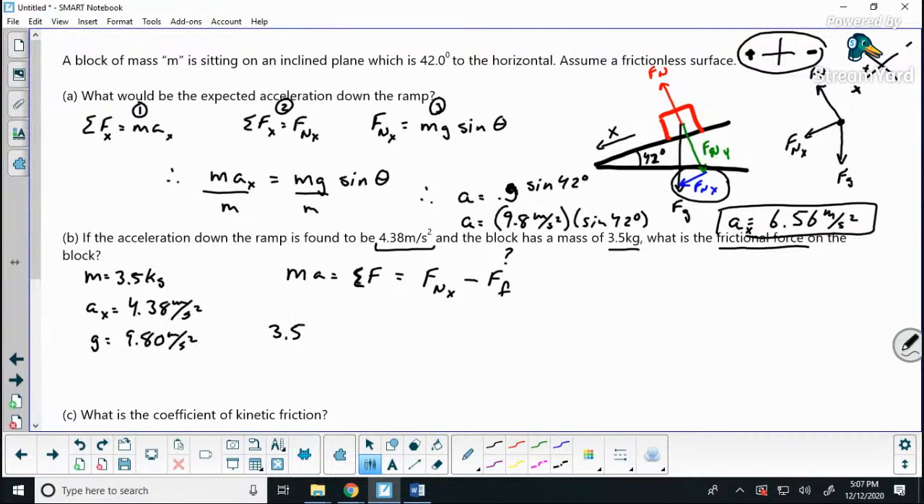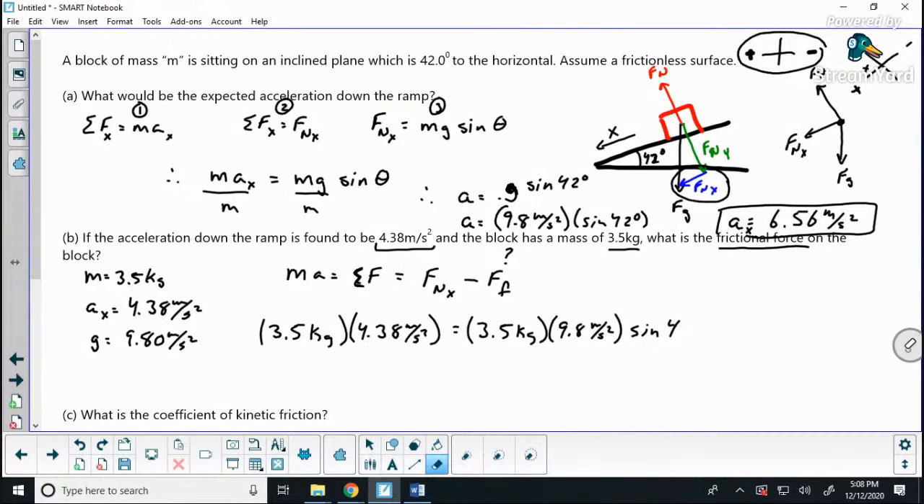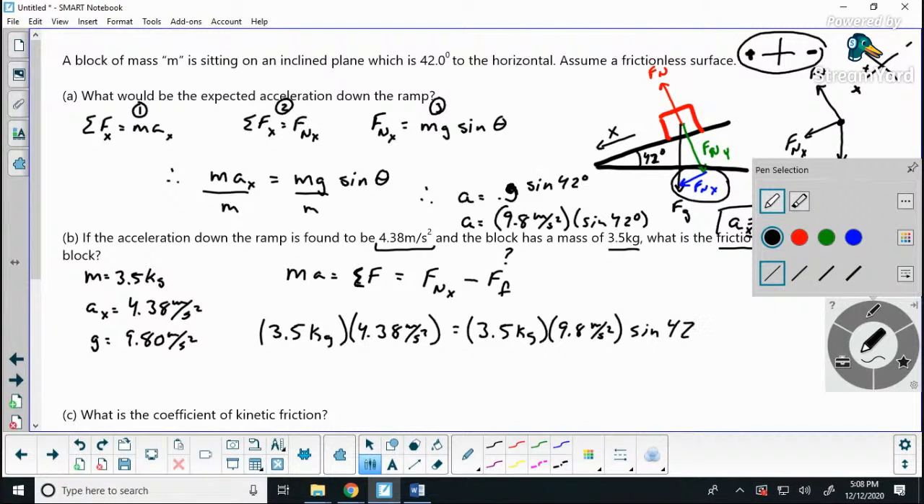I've got a mass of 3.5 kilograms. Acceleration, it tells me in the problem, is 4.38 meters per second squared. And that's going to equal my force normal in the x, which force normal in the x is going to end up being that mg sine theta. So 3.5 kilograms times gravity of 9.8 meters per second squared times the sine of theta, which was 42 degrees, not 40, sorry, 42 degrees, minus a force of friction.